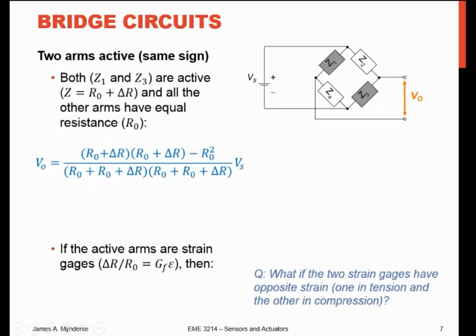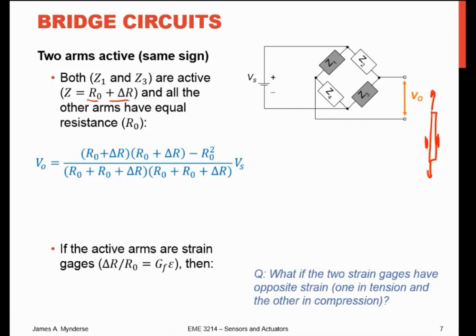So if we have two arms active, they have the same size and sign, as in I have two strain gauges, both in tension or both in compression. So my impedance is R0 plus delta R, and the delta R is approximately the same in both of them. This would be an example where I have, say, a bar in tension. I can put a strain gauge on each side, and I get the average strain, essentially. So here's my equation, plugging all that stuff back in.